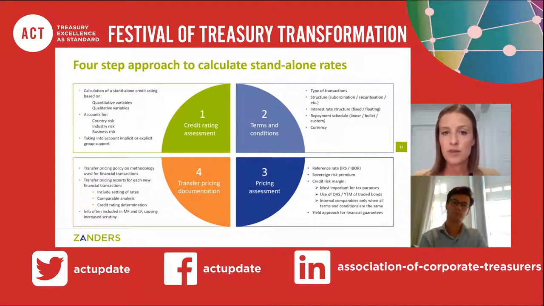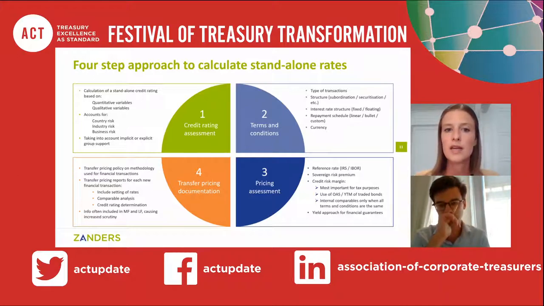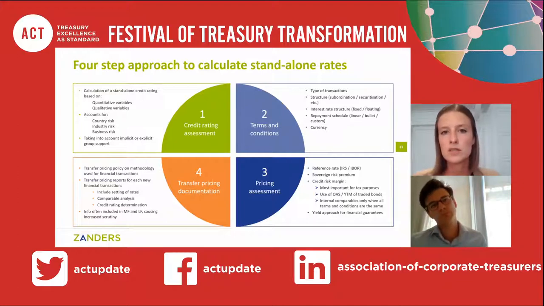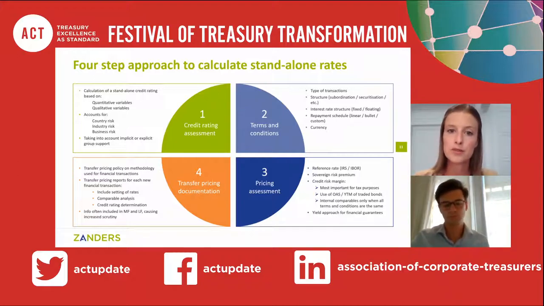The second element of the analysis are the terms and conditions. What I was also already explaining earlier, here it's also important to take into account that accurate delineation of the transaction, right? So the need to determine per new loan, okay, which term are we going to use here? Which type of structure are we going to use here? Especially for the repayment schedule, are we using linear or bullet? What you typically see a lot of groups doing is saying, okay, for long-term loans, we basically always just use a five-year bullet loan. Those kinds of approaches are really not completely compliant anymore, and you would need to look more on a transaction per transaction basis. The currency of the transaction is also very important, of course.